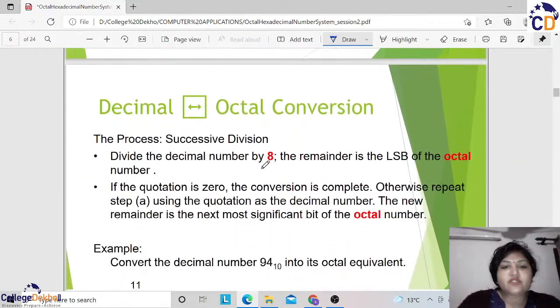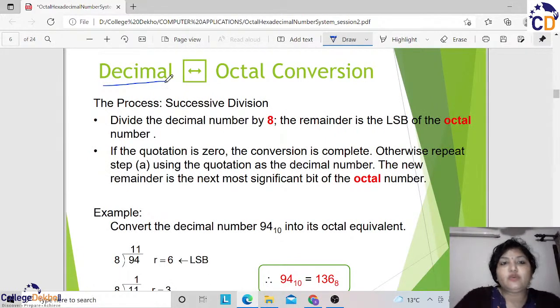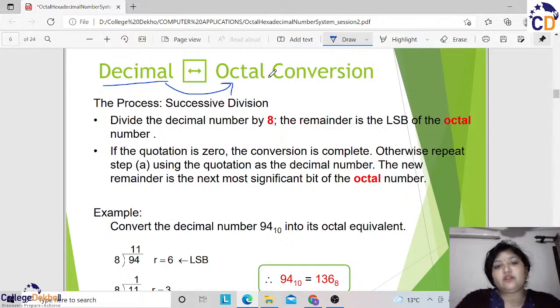Starting with the very first example, you have a decimal number, right? And you need to convert it into an octal number. I told you, whenever you are converting a decimal number to octal, you will be using the division formula, right? The process would be division, but by what number? By the base to which you want to convert. So the base of the octal number would be 8.